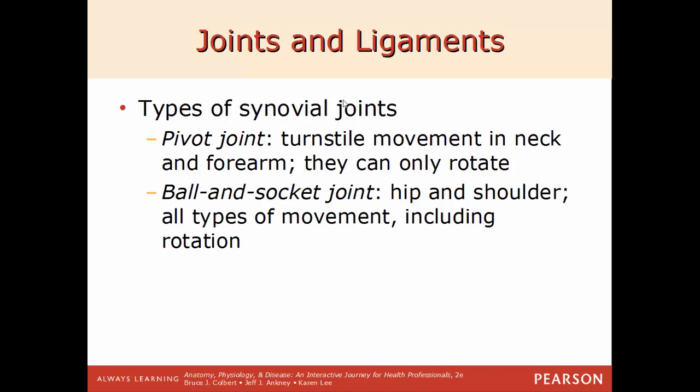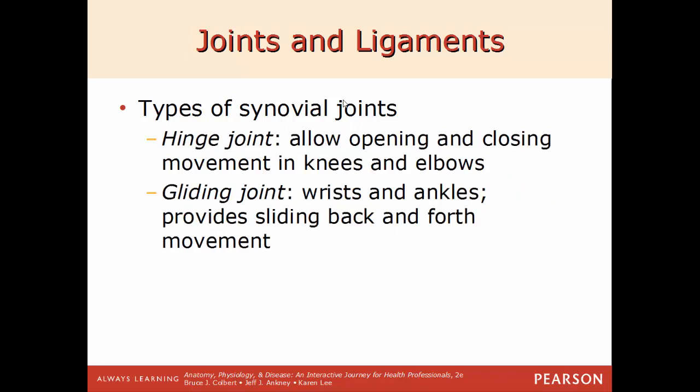Next is a ball and socket joint, such as in the hip and in the shoulder. You have the most range of motion with this type of joint, because you also have rotation. Then you have a hinge joint, where you have opening and closing movements such as in the elbows and in the knees, like the hinge on a door frame. It can only go in that one plane of motion.